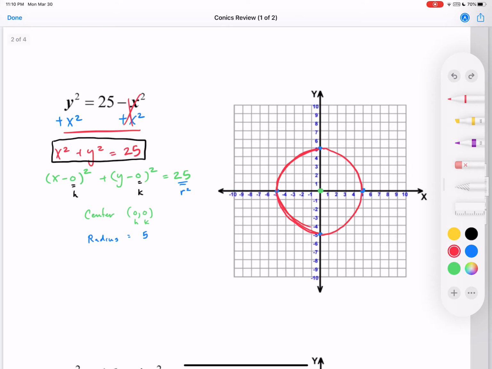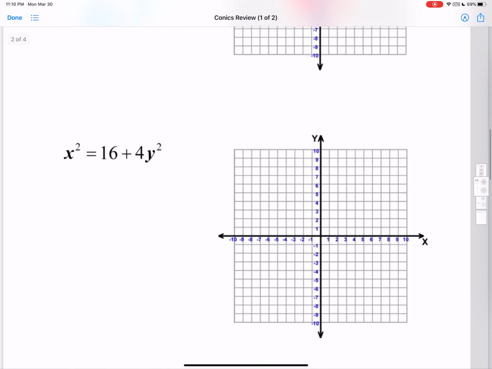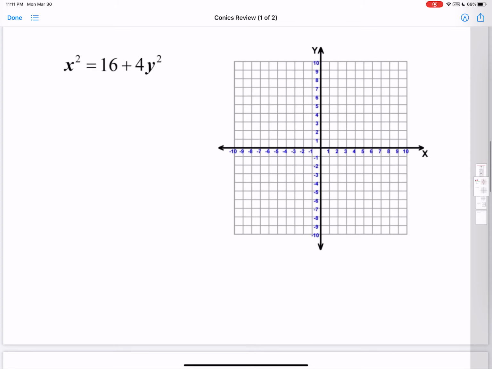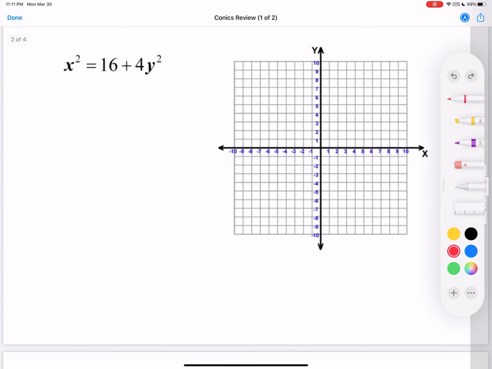We have our next problem: x^2 = 16 + 4y^2. And again, the same thing that we did last time, we want to move the x's and the y's all to the left. So I'm going to do the same thing here. I'm going to get rid of that 4y squared, so I'm going to subtract 4y squared on both sides.